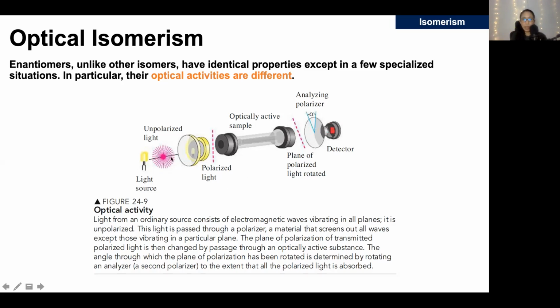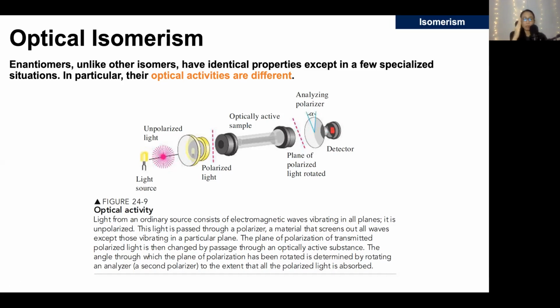Okay, so we know that any source of light is unpolarized. It means you have light in infinite orientations. If you imagine, light is a wave, so you have a wave at 0 degrees, 1 degree, 2 degrees, and so on. That's unpolarized light, as shown in this schematic.